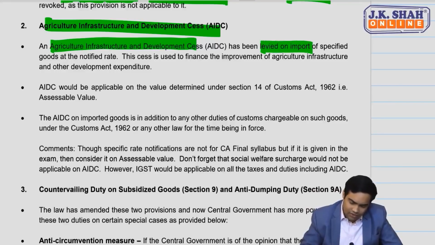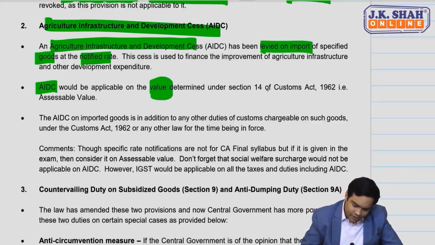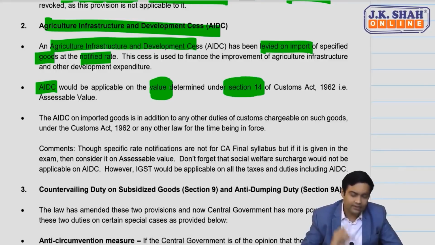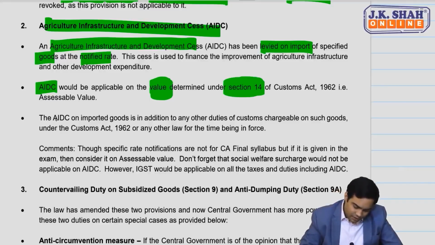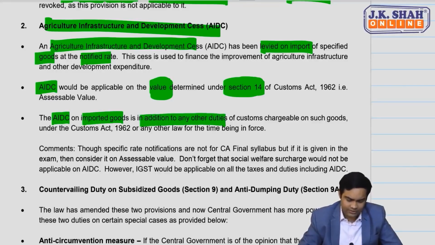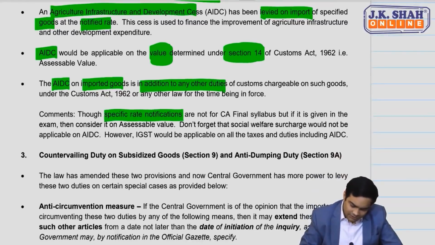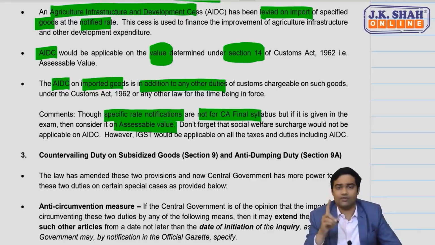They have levied this on import of specified goods at notified rates. This will be applicable on the value determined under section 14, that is the assessable value. So on the assessable value, it will be applicable. AIDC on imported goods is in addition to any other duties. Obviously, this is in addition to any other duties. Those specific rate notifications are not applicable for CA Final, but if it is given in the exam, then consider it on assessable value. Careful, please consider it on assessable value.